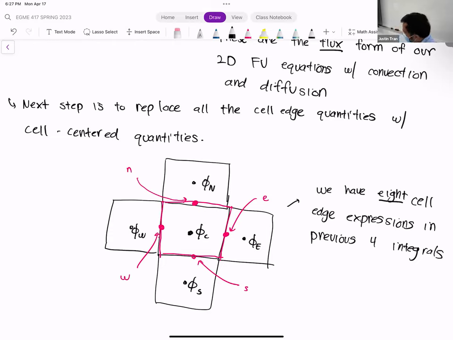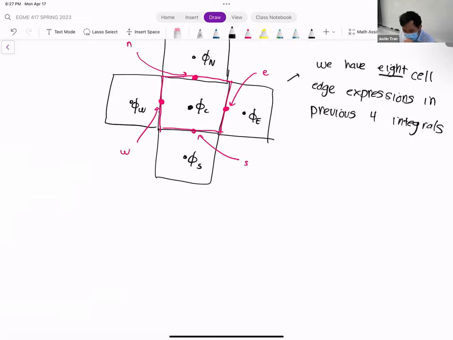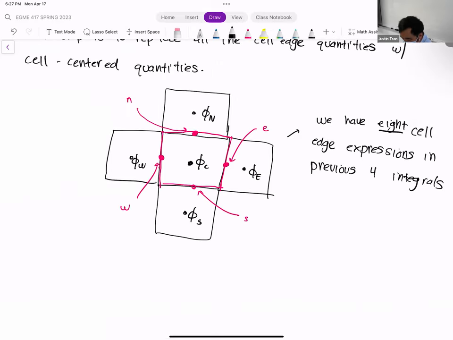So we're going to take all eight of those expressions and replace them with expressions that include the cell center values. I'll give you a couple of examples, and then I'll write out what all four integrals are. A common theme that you'll see now that we're in convection for 2D is that we're going to evaluate each of the four integrals individually. So you'll see me break up the calculations in terms of those four integrals.